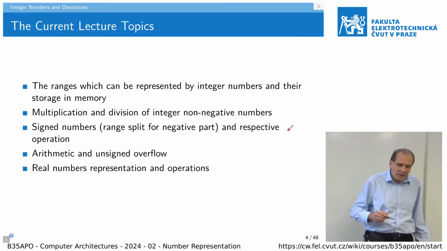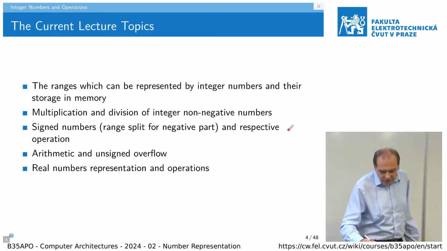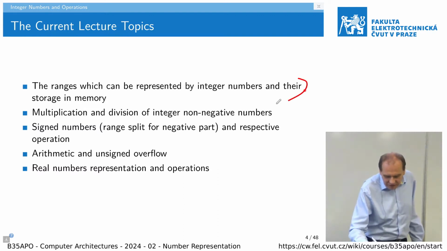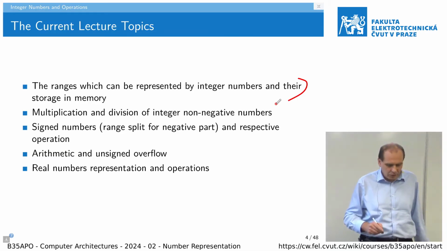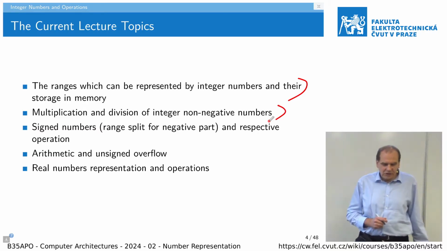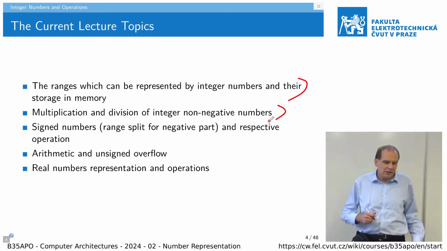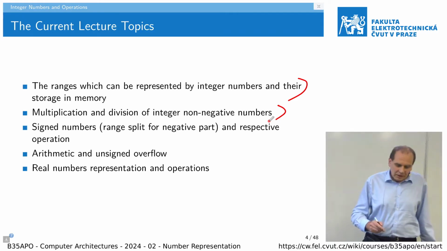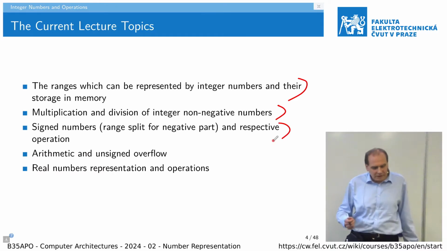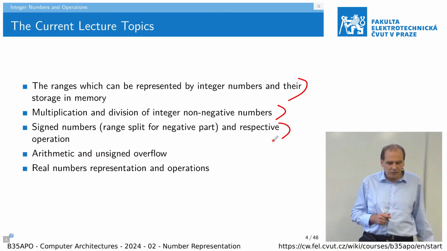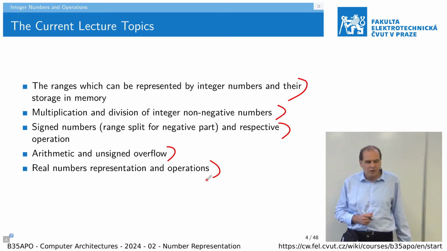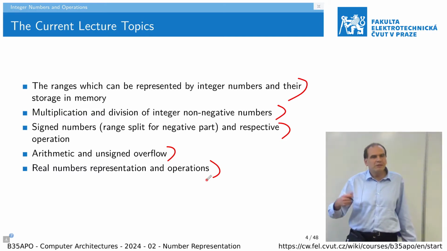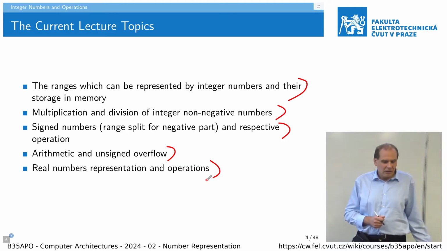And in the current lecture, we define the ranges which can be represented by those binary values. We look at multiplication and division of integers in non-negative form. Then we introduce signed numbers, how to encode a wider range including negative values. And we look at arithmetic overflow, and then I hope we at least start on real number representation, which is the topic for your first homework and for the seminar.